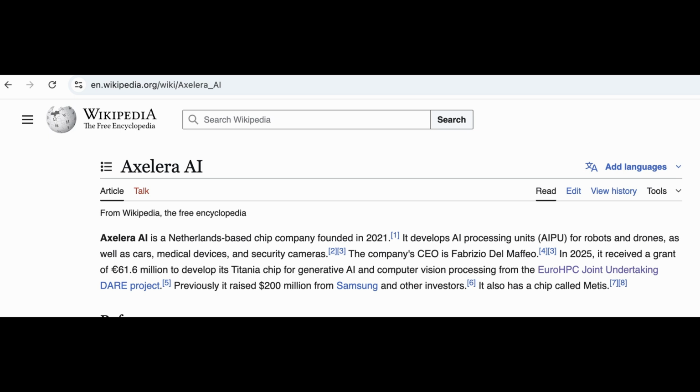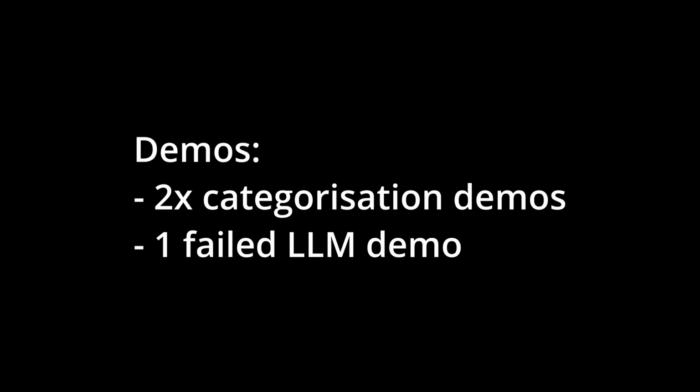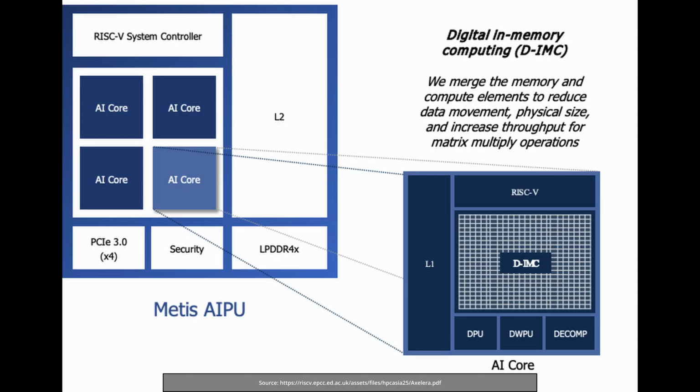They started with the Metis chip, a unit for vision inference. I will show a demo of categorization and also an attempt of running an LLM, although I must say it's a failed one. The current Metis AI processing unit consists of 4 AI cores that are able to leverage embedded 1 GB of DRAM. The CPU is leveraging RISC-V for its operations, which is good to see. We can finally see an interesting example of this family of open source processor architectures.